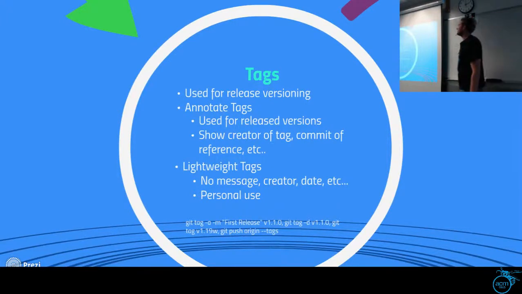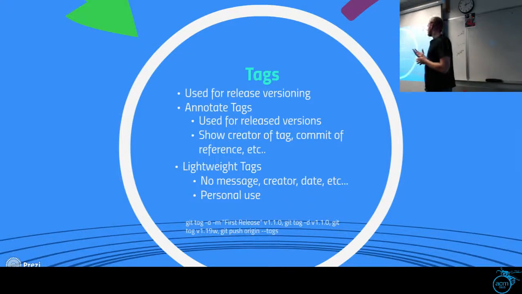Tags, they're used for release versioning, so you can tag something. It's basically like a pointer to all your code, and you can release it. So GitHub has a release where you can release software updates, patches, and things like that. Annotated tags, same thing, just a type of tag. It shows the creator of the tag, who committed it, basically the general information of who committed that tag and the release. Lightweight tags aren't used very much because they don't have any of that information. It's just the tag itself. It's more used for personal use.